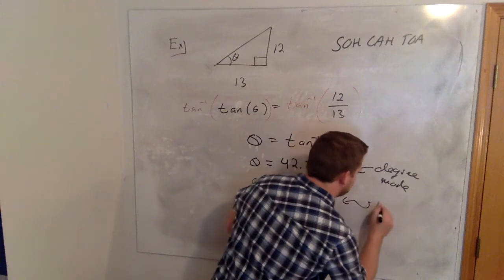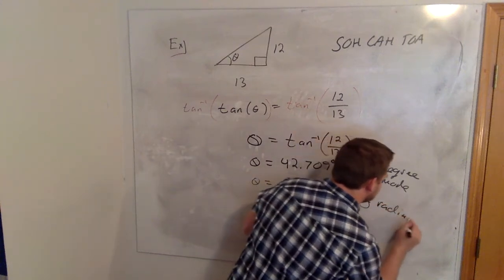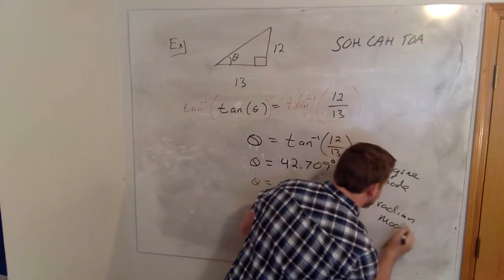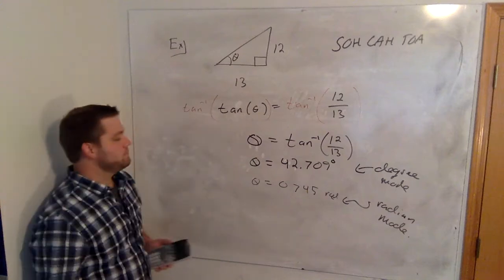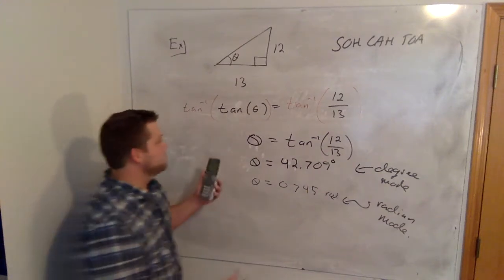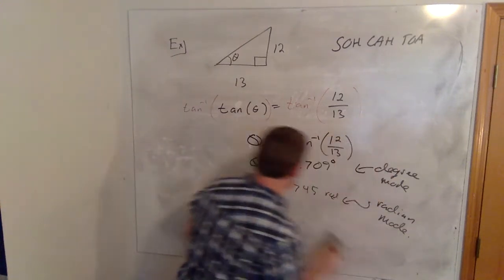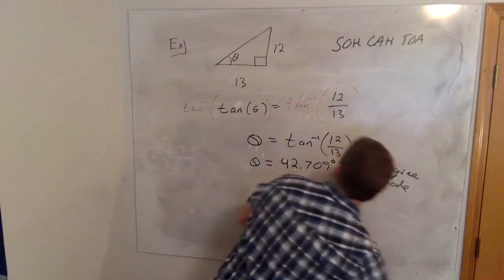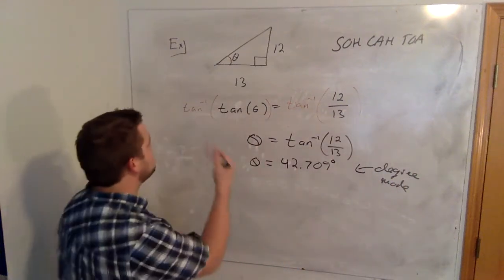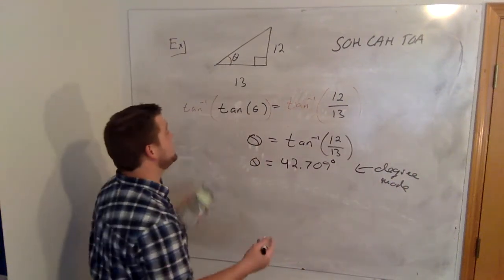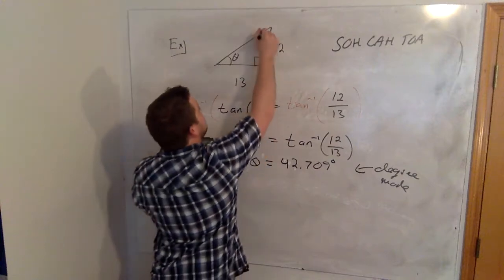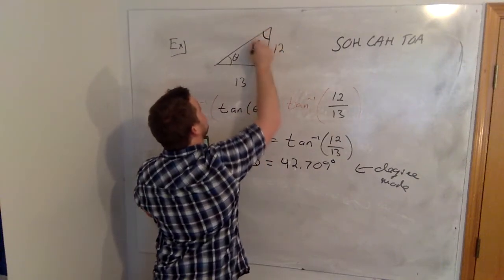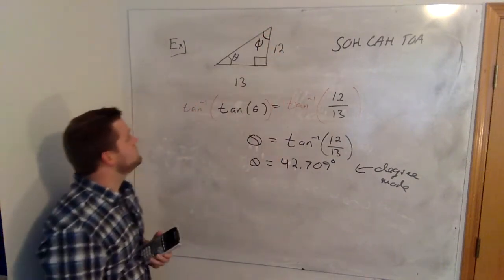And this is radian mode. Okay, I'm going to go ahead and work with degrees for this problem. Now that I know this angle, I can easily find everything else I need to know about this triangle. Let's call this angle phi.